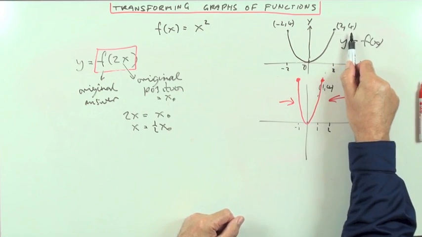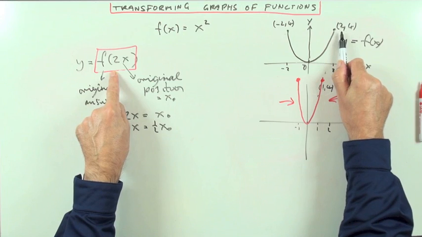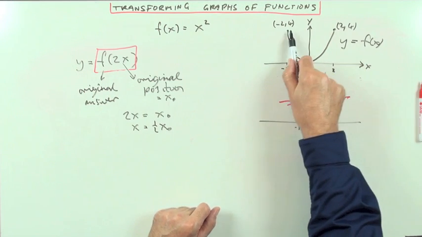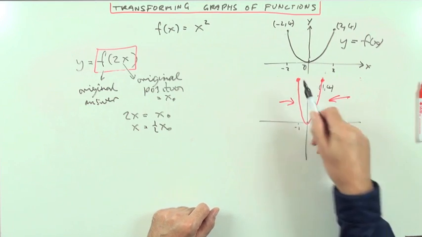So instead of 2, 4, doing this would give you still 4, because there's no change to f, but half of that's 1. Still 4, but half of that's -1.